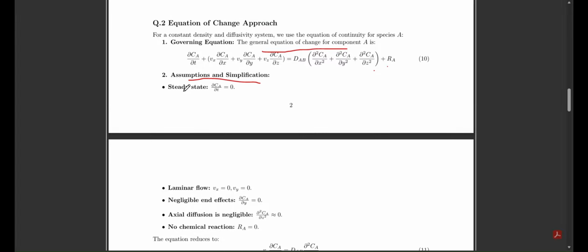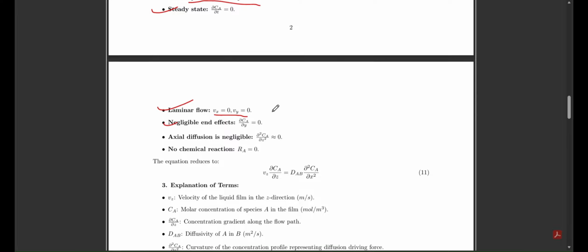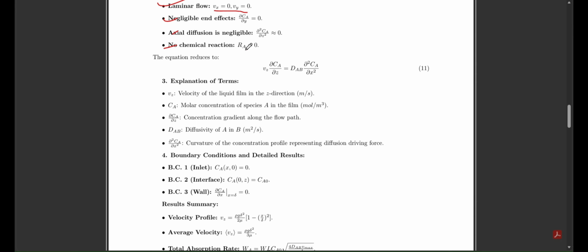We are considering steady state, so ∂C/∂t equals 0. We are considering laminar flow, which means Vx equals 0 and Vy equals 0, and we neglect the end effect. That's why Vz is a function of only x. We are considering no chemical reactions, so RA equals 0, and axial diffusion is negligible.